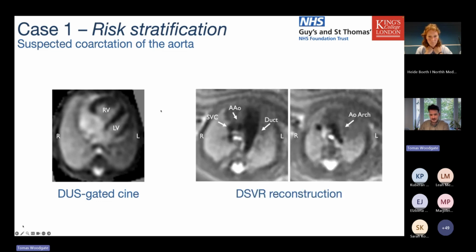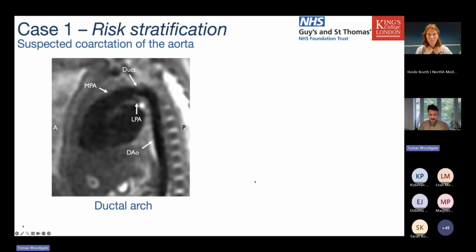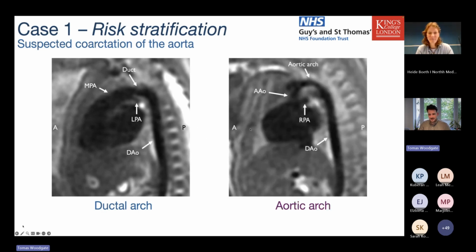And on our black blood imaging, you can see there's also well-shown disproportion at the arterial level. We've got a much bigger arterial duct than our aortic arch in these transverse planes. We can then navigate through these DSVR reconstructions and get sagittal planes, which we're very confident are true sagittal cuts. So here's a nice ductal cut: main pulmonary artery, arterial duct continuing to the descending aorta. So showing the ductal arch, and a similar thing for the aortic arch.